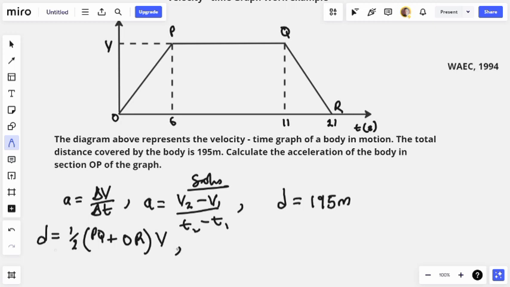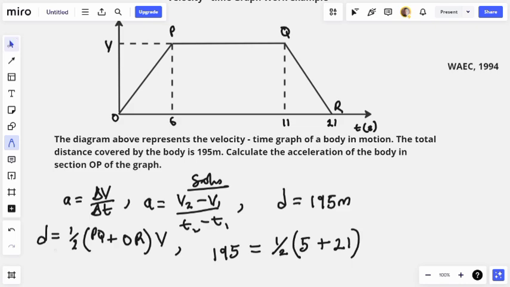So if we substitute, our D, which is the total distance, is 195 equals a half. The length of PQ will be what? 11 minus 6. And 11 minus 6 is what? 5 plus. And then OR, which is from 0 to this place, is 21.